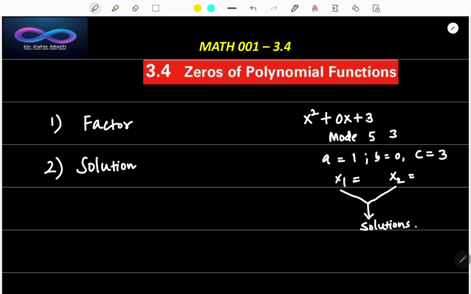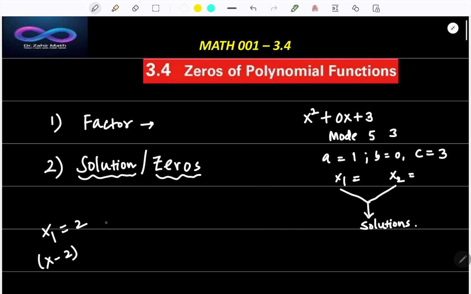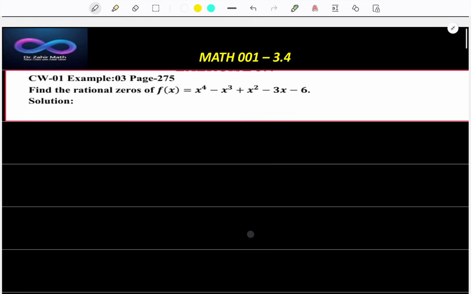So what you are getting in the calculator is called solution, or you can also say another word, zeros. Both have the same meaning, okay? Solution and zeros. Then the factor: suppose you get x1 is equal to 2, you write x minus 2, this is called factor. Suppose you get x1 is equal to minus 1, you will write x plus 1. So this is called factor. Factor and zeros.